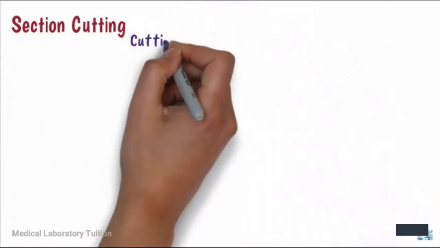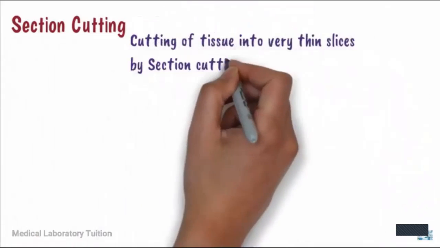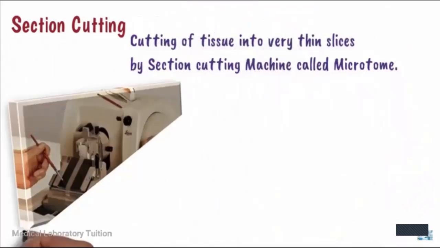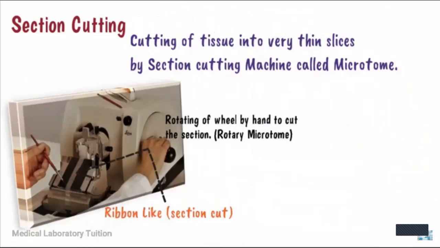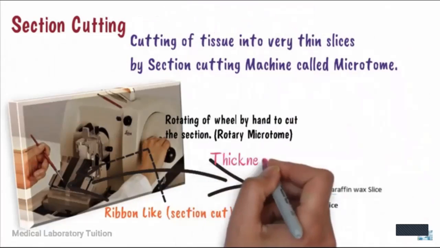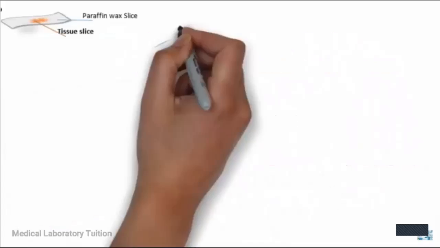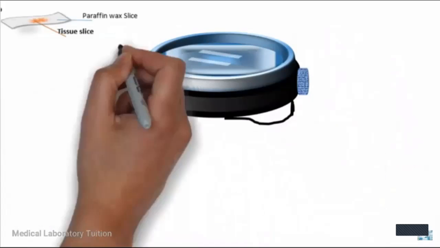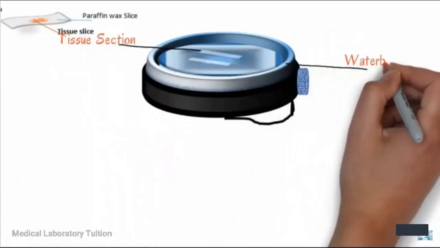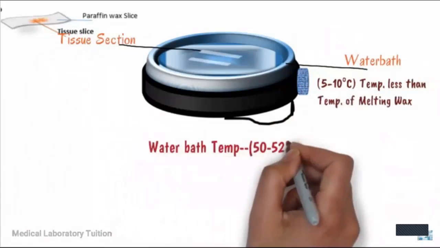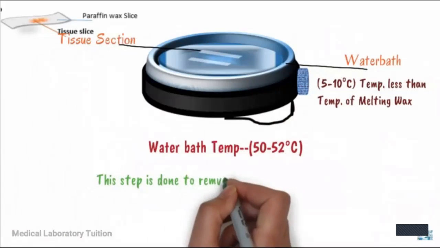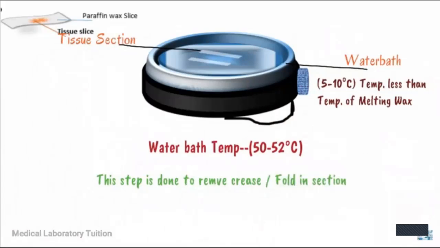Next is section cutting. We adjust the block on the microtome, which is a machine for cutting sections of tissue. Commonly used is the rotary microtome. We have other microtomes such as rocking, sliding, freezing, etc. Sections of 3 to 5 micrometers are cut for examination of tissue. Now put this section into a water bath whose temperature is less than the melting temperature of paraffin wax, otherwise the wax will melt inside the water bath. This is done to remove creases in the section.